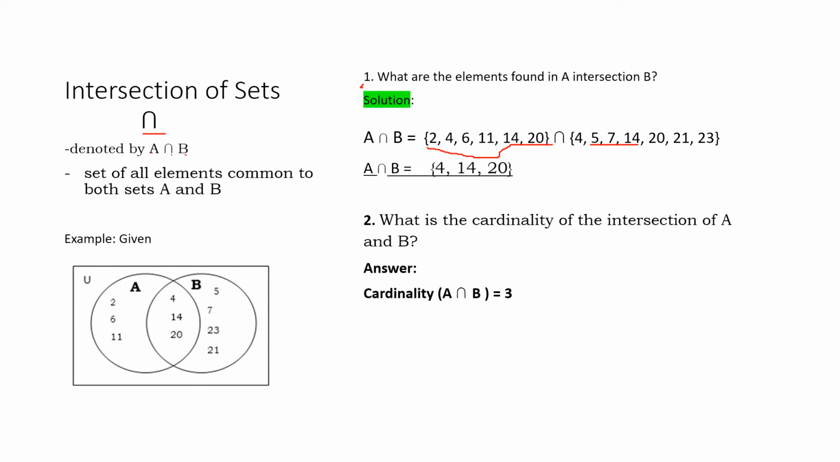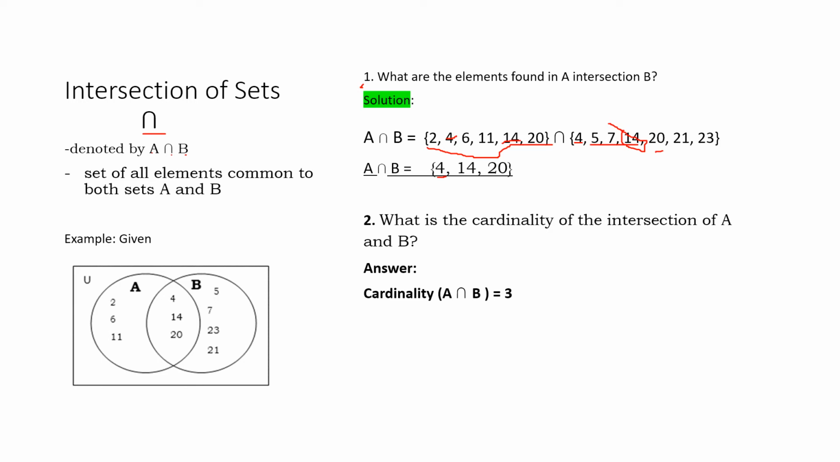Okay, yun ay si 4. Ayun, parehong may 4. Ayan, sulat natin, parehong may 14. Meron ding 14 sa kabila. Ito. And 20. May 20 dito, meron ding 20 doon. So, yun ang sagot. 4, 14, and 20.